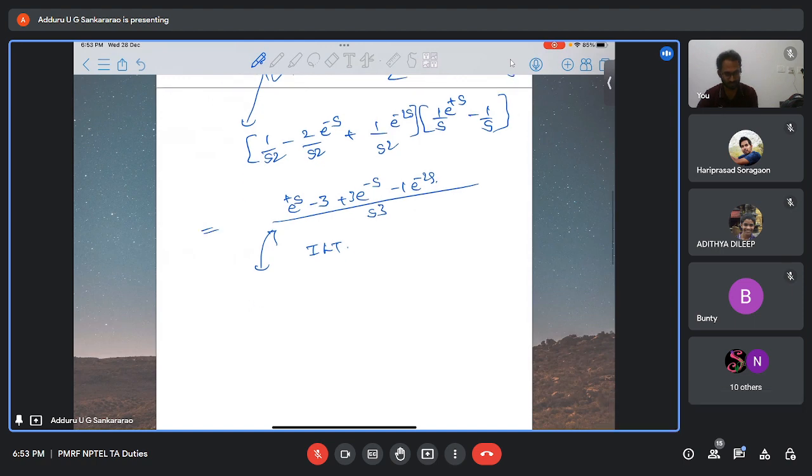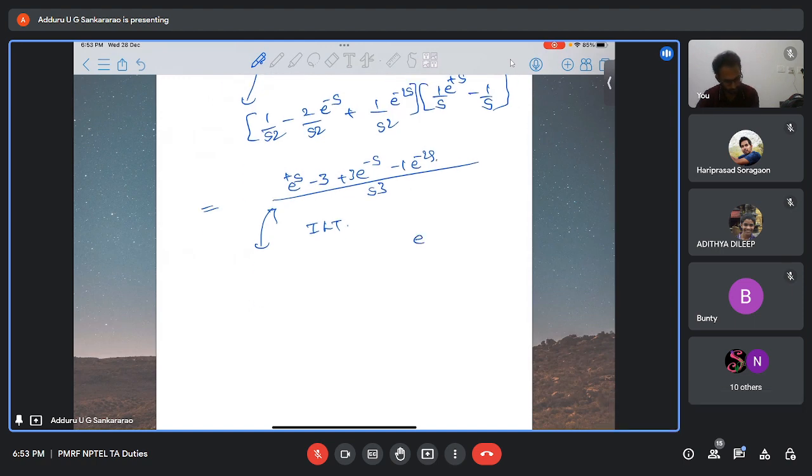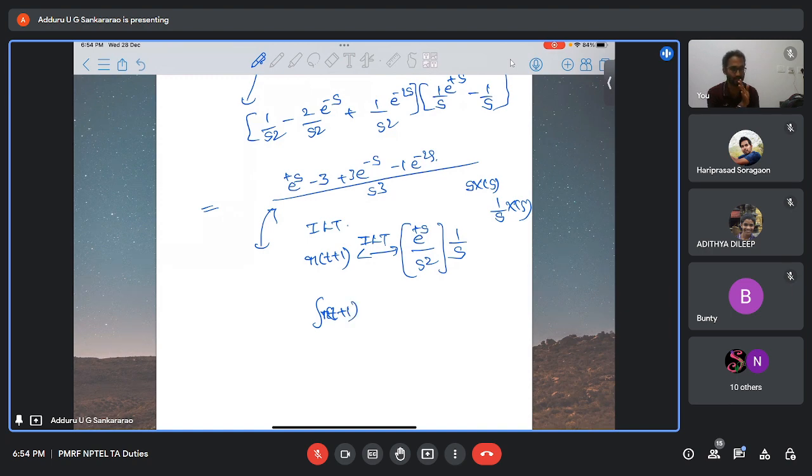If you take the inverse Laplace transform, first term you take e power s plus s by s square. What is the inverse Laplace transform for this? R of t plus 1, right? Yes or no? R of t plus 1. But an extra 1 by s is there, right? If you have s into x of s, that means differentiation. For integration, you will get 1 by s. That means it is integration of r of t plus 1.